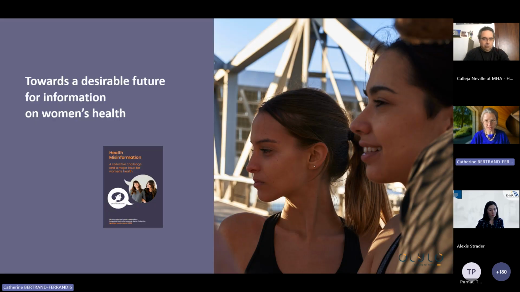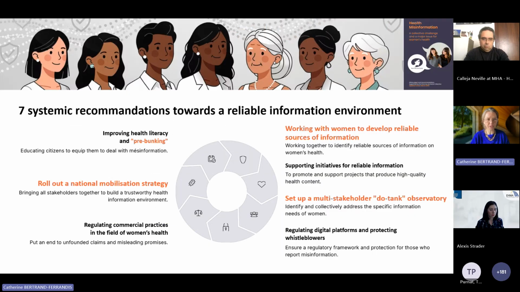Recommendations are also part of the white paper, and to be very quick on this because I see Alexis, so I think I'm over time. We have created systemic recommendations, such as a think tank observatory dedicated to identifying the questions and information needs of women, so that we can quickly answer them. Also supporting people who are working on reliable information.